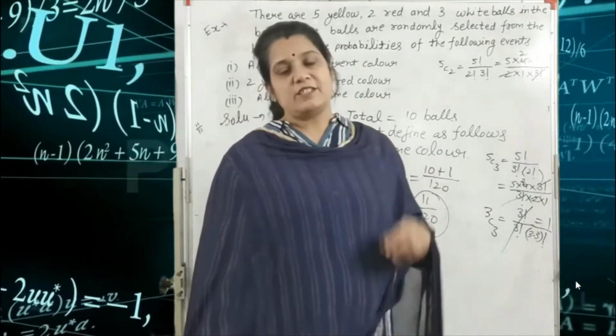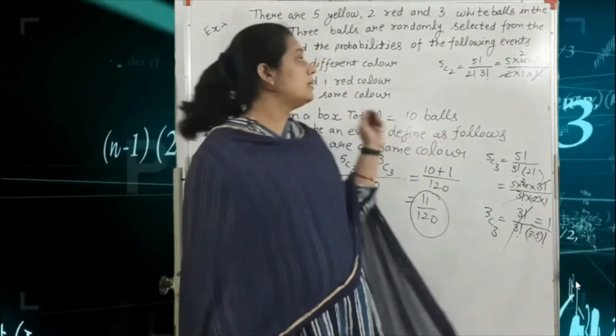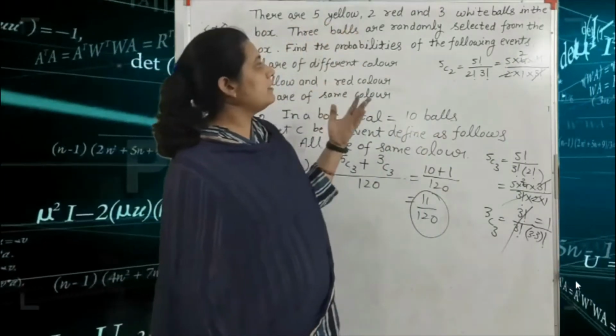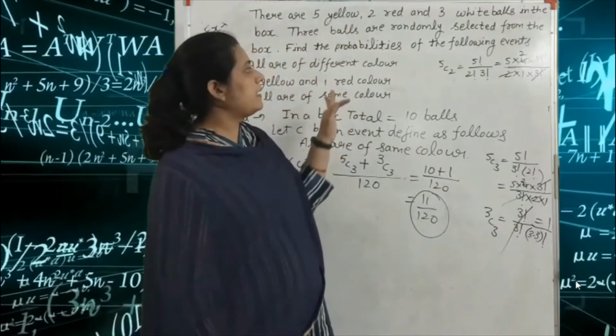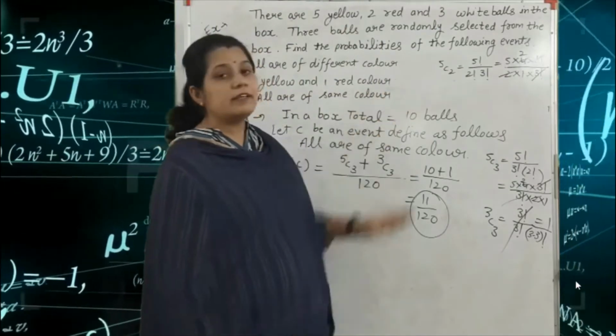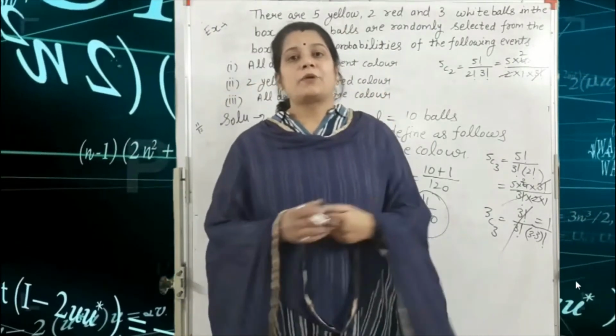So this is an example of different types of cases, where the bag contains balls of different colors, and after that we find this type of probability.